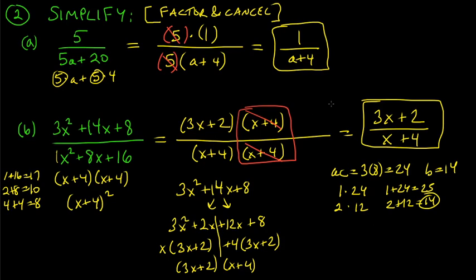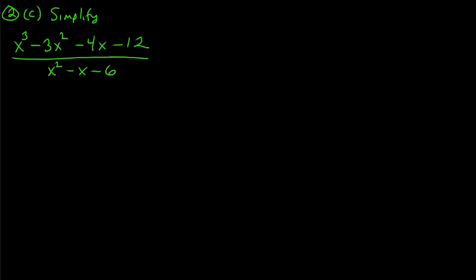All right, let's do part C as well. Okay, so here's part C. We want to simplify x cubed minus 3x squared minus 4x plus 12. Oops, typo here. I didn't write it down correctly, so be careful, write everything down correctly. So yeah, x cubed minus 3x squared minus 4x plus 12, all over x squared minus x minus 6. So I think I got everything right here now.